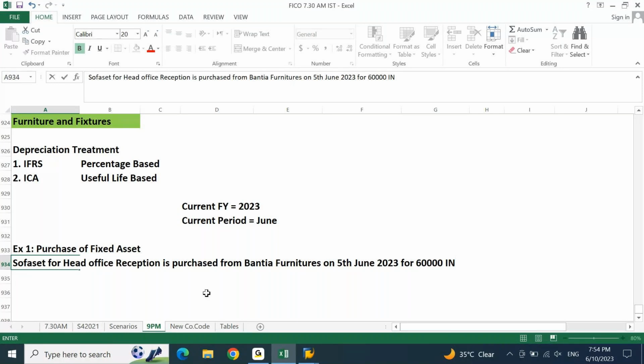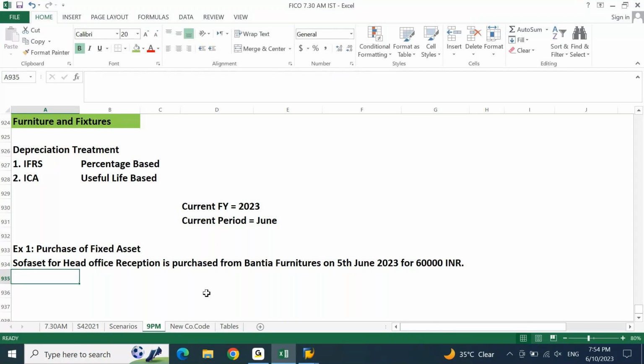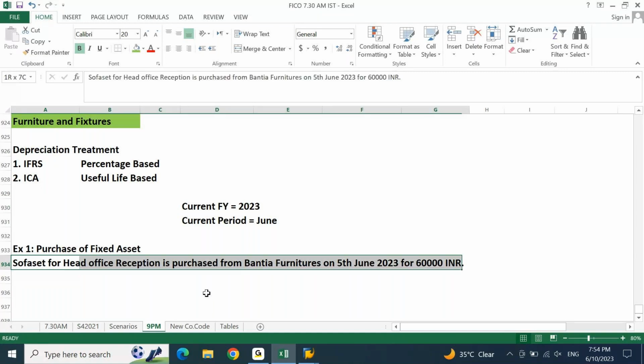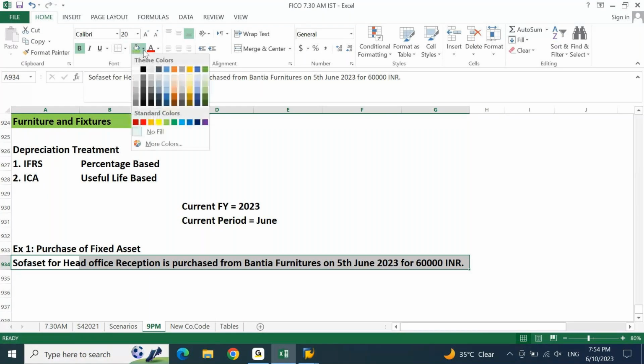Clear? Is this line clear, everyone? Yes, sir. Clear? You purchased a sofa set for head office reception from Bantia Furnitures on 5th June 2023 for 60,000 rupees.